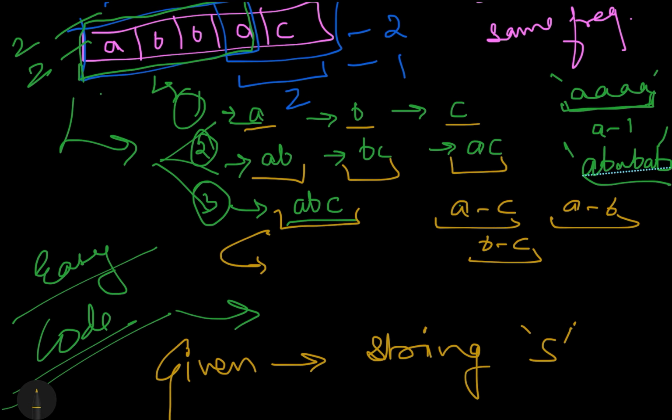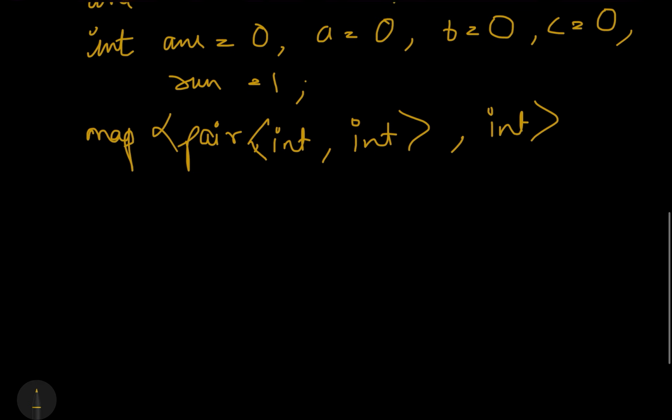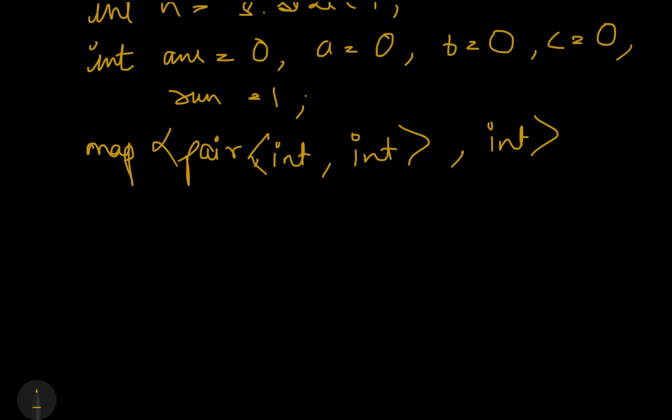And similarly for A, B, C, what map can we have? A minus B, comma, A minus C. Therefore, we are taking the pair. So this pair we are defining for the ABC combination.